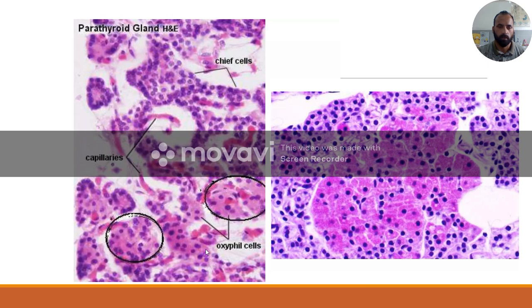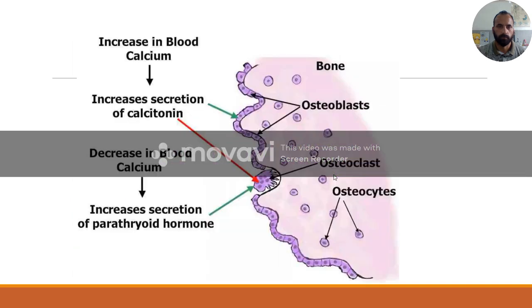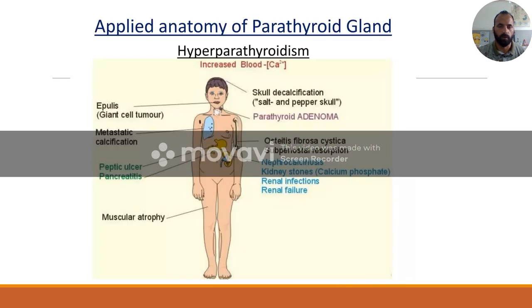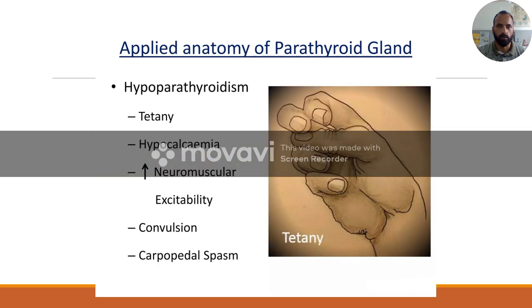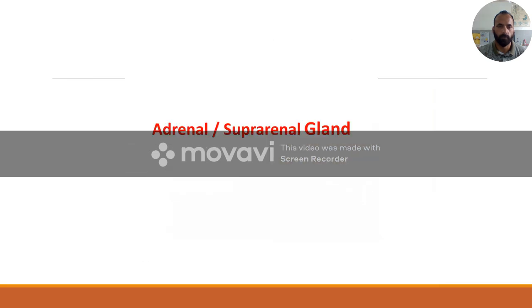So this is H&E stained. You can see the oxyphil cells and the capillaries. This is how the physiological activity works, how calcitonin and parathormone act. These are some of the effects of hyperparathyroidism, and this is some applied anatomy for when there is hypoparathyroidism.